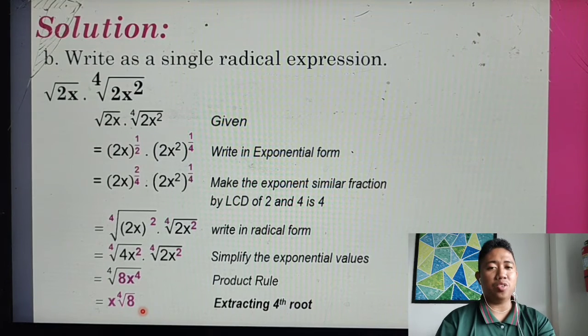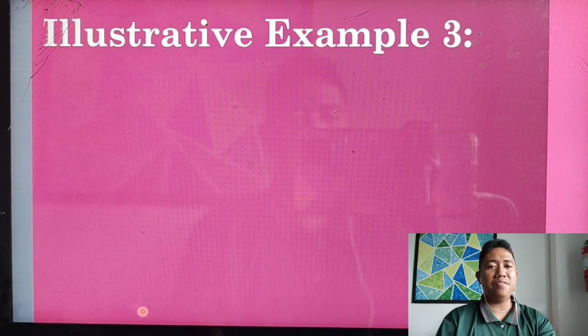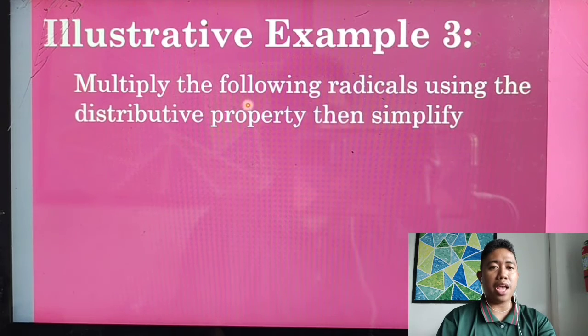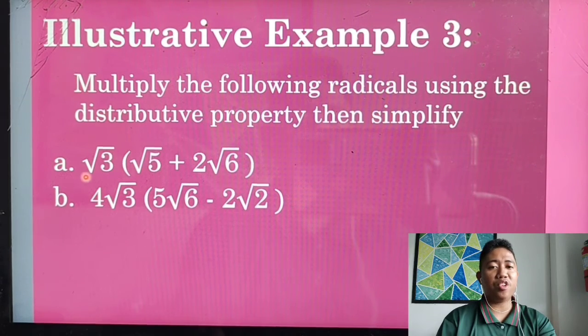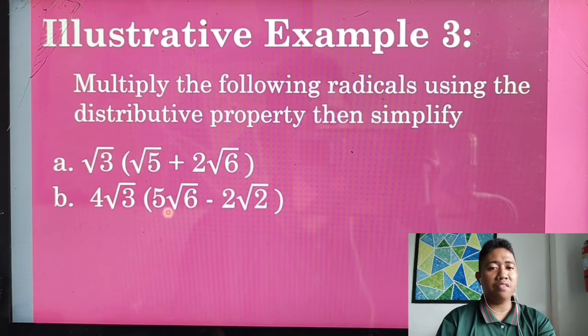So my dear friends and students, let's move on to our next illustrative example, number 3. For number 3, you will multiply the following radicals using the distributive property, then simplify. We have letter A: the square root of 3 times the quantity of two terms, square root of 5 plus 2 times the square root of 6. And for letter B, we have 4 square root of 3 times the quantity of two terms, 5 square root of 6 minus 2 square root of 2.